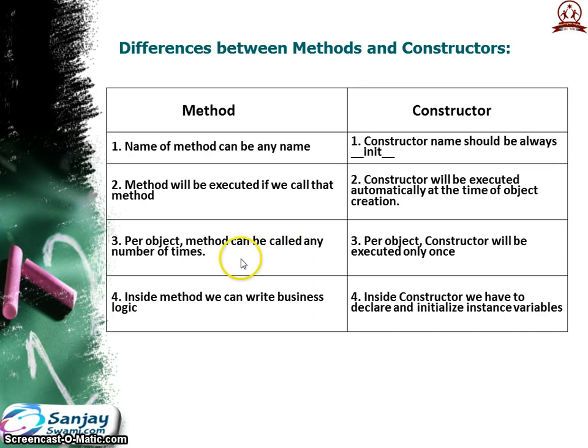Per object, a method can be called any number of times, while the constructor per object will be called only once. Inside the method we can write any business logic, while inside the constructor we have to declare and initialize the instance variables.